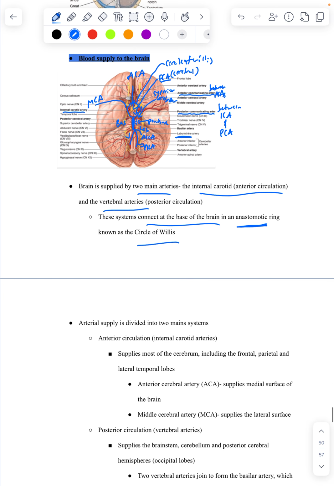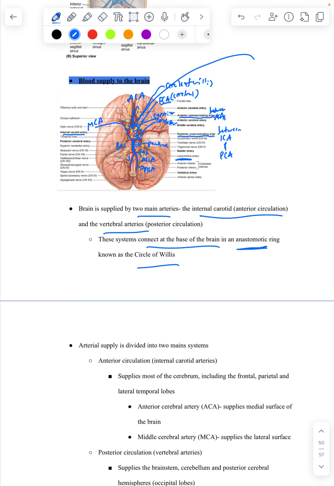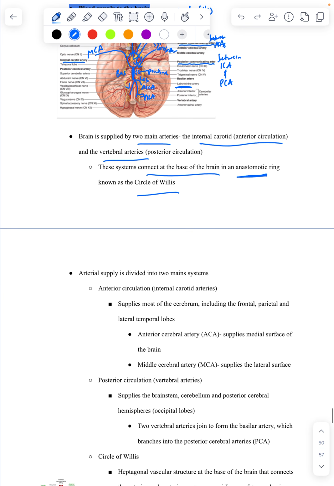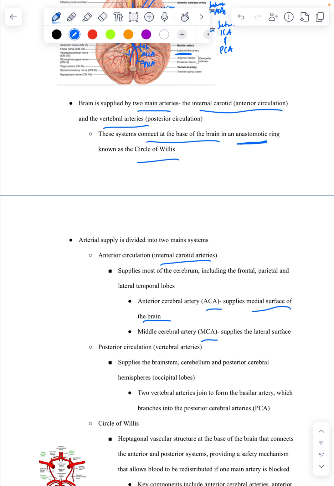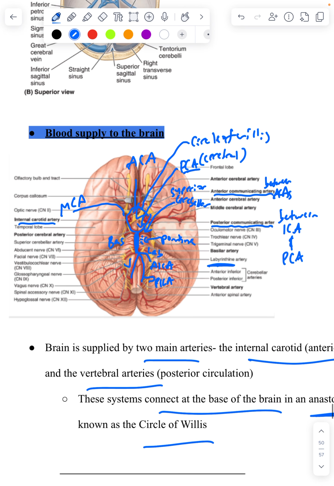So the anterior circulation, so this whole front part, is the internal carotid, because that gives you your ACA and MCA. ACA, medial surface of the brain, because it goes anterior. MCA, lateral surface. MCA, lateral. ACA, medial.